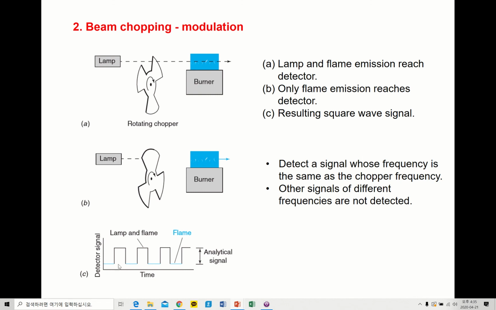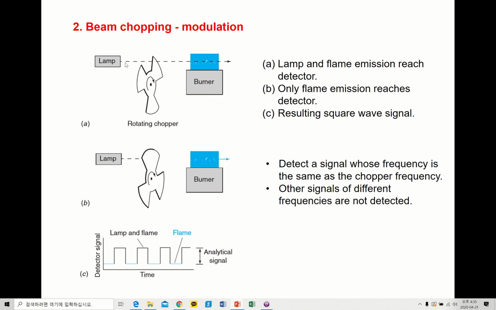Okay, look at this figure C. When the beam hits this blade, there is no detector signal. Only in this time period does the detector contain only the signal from the flame. Why? Because the lamp light is blocked. So the detector only detects noise.